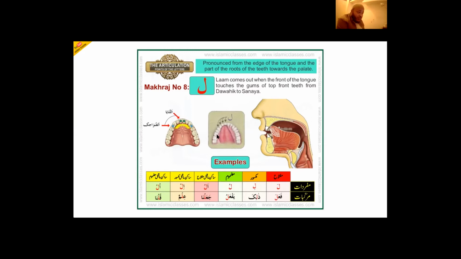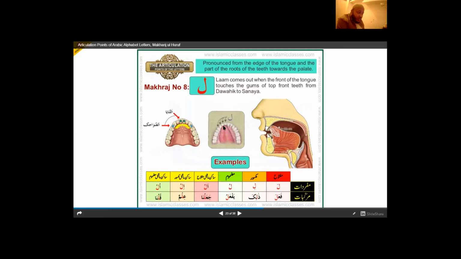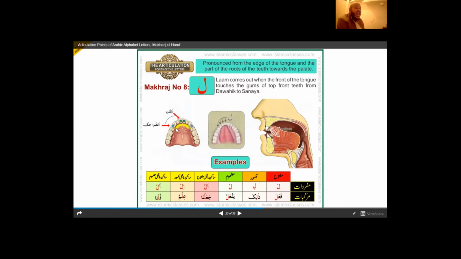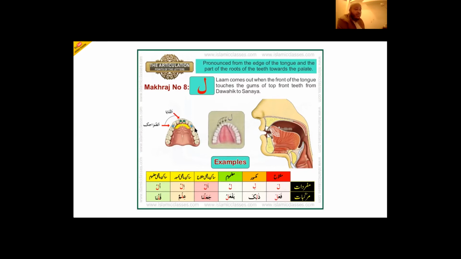Lam. So if you can see from the image here, it's touching 1, 2, 3. It's touching 3 areas. So it goes like lam, lam, la, la, la. The teeth are not touching each other. The mouth is open. Lam. Okay? It's important that you got the tongue on the top part of the mouth. Okay? La.